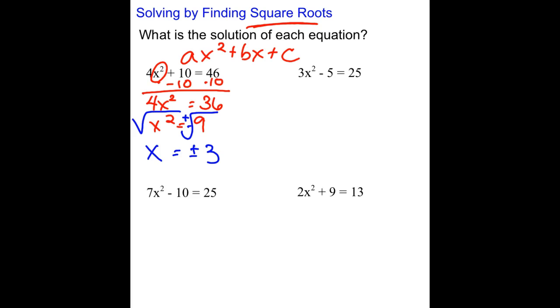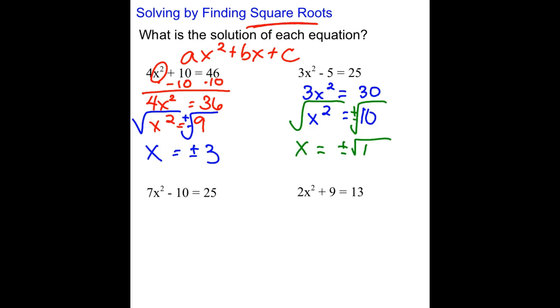What would we do on the next example? Add the 5, which gets us 30, and dividing by 3. So now we have x squared equaling 10. Not as nice because it's not a perfect square, but we can still square root both sides. We end up with x equaling positive and negative square root of 10. Are there any perfect square factors in 10? Okay, then that's all we can do with it. That's our answer. Okay? Go ahead. I'm going to pause the recording. I want you to try the next two with your partners.